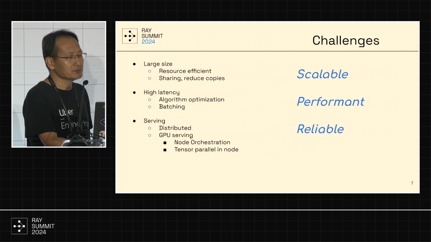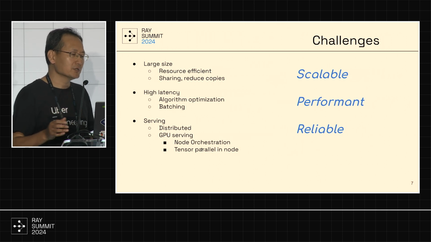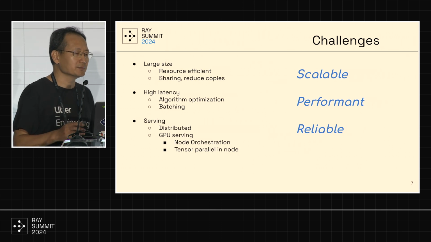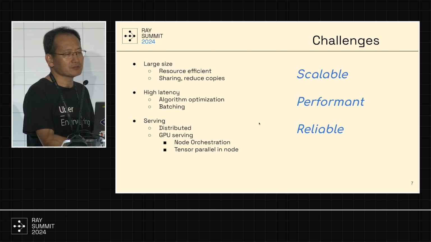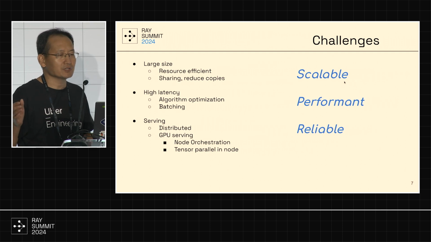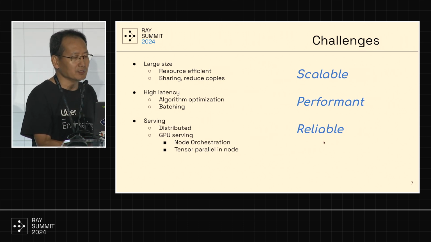So for GPU serving, you need node-level orchestration. You also need in-node tensor parallelization to manage more than one GPU. In general, you want a batching system to be scalable, performant, and reliable. Scalable, so you can easily do horizontal scaling to handle a large job. Performant, so you get good GPU utilization, lower your cost, and do effective batching. Reliable, so you don't lose the job over long hours.